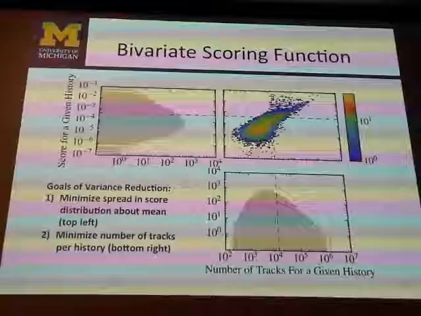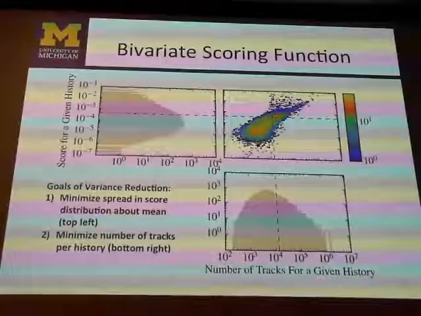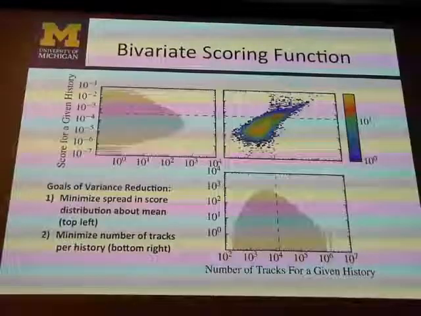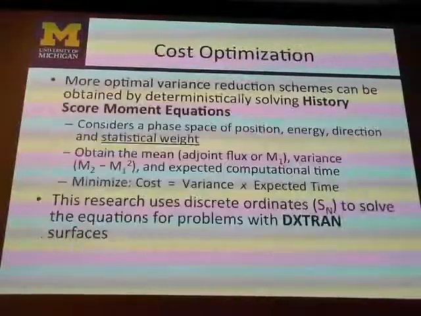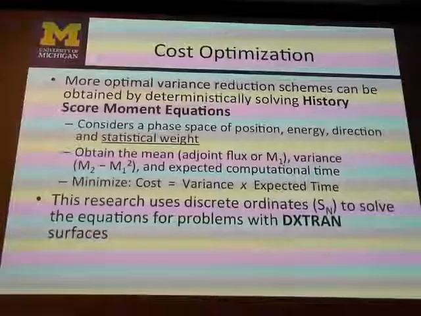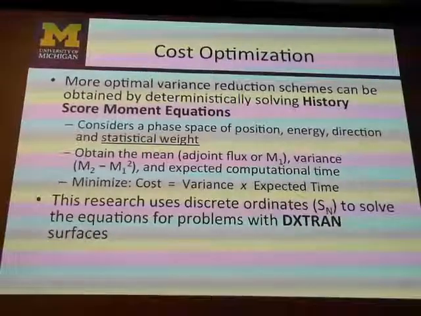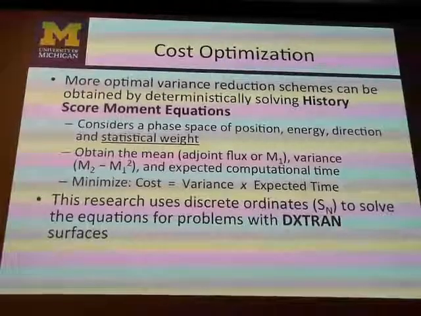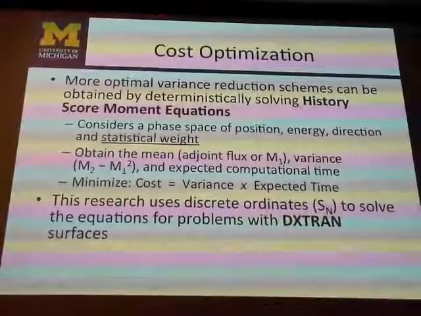So it reduces the time and reduces the spread in the scores, which reduces the uncertainties that we have. All right, now the problem is variance reduction techniques tend to do one while hurting the other, so there's always this trade-off game that we're playing. And the question is, how do you do this optimally? Well, one technique that you can use is called cost optimization. Cost optimization is similar to what CADIS does, but it has additional things associated with it.